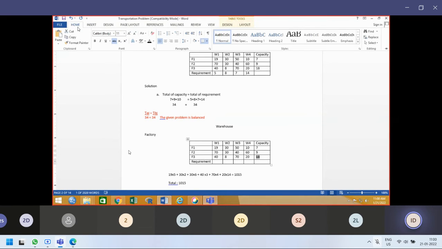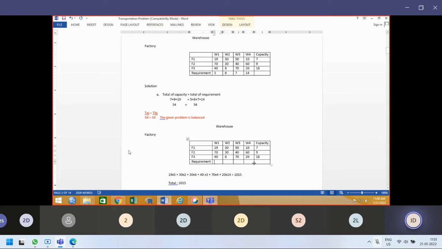Seven, 9, and 18. Okay, next: 5, 8, 7, and 14. Fine, chalo. Will work out.